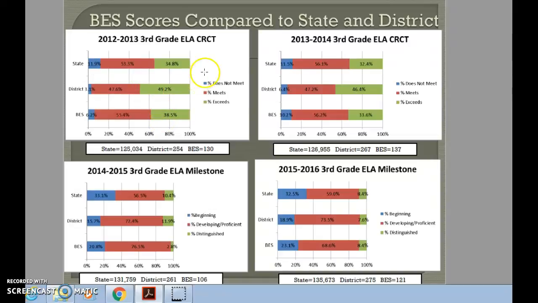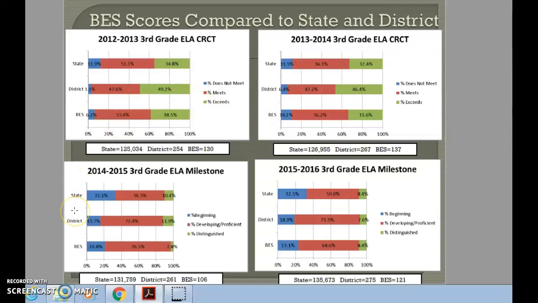So we'll notice in the CRCT scores for both of these years, our BES scores that did not meet stayed higher than the district scores, but lower than the state scores. So our percentage of not proficient is better than the state level, but not at the district level. And that was for both years for the CRCT data.